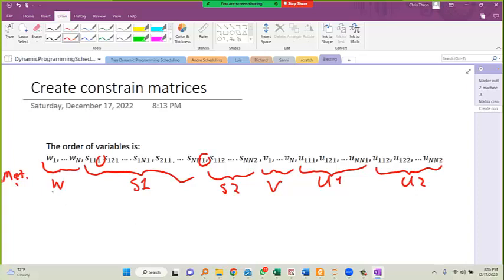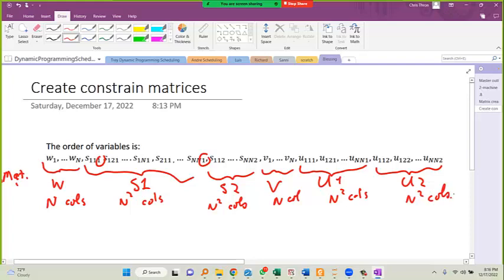So we have 6 matrices. This one has n columns. This one, if you look at this, goes from 1,1 to n, so this one has n squared columns. This one also has n squared columns. This one has n columns. This one has n squared columns. And then this one has n squared columns.